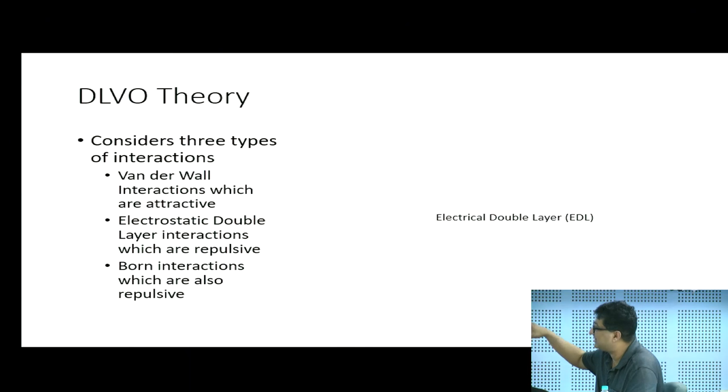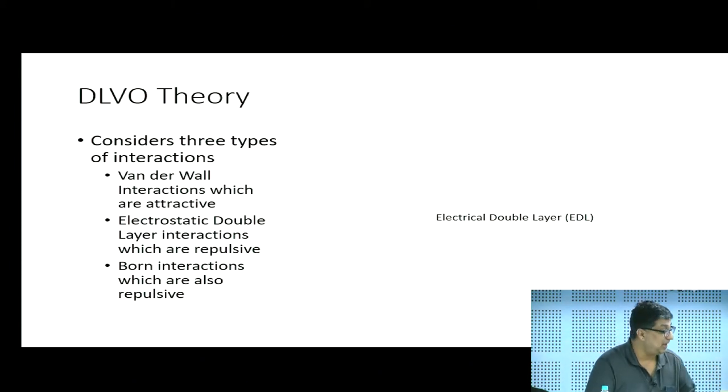The second type of forces are the electrostatic double layer interactions, which tend to be repulsive in nature, and the third type, which happens only at very close distances, are the Born interactions, which are also repulsive. So if there are three, one is trying to pull the particles together, and two of them are trying to keep the particles dispersed. If one overtakes the other two, that's the condition where you coagulate and remove the particles. On the other hand, if the last two, two and three, are more dominant than the first one, then it tends to be a stable suspension, which means it tends to repel.